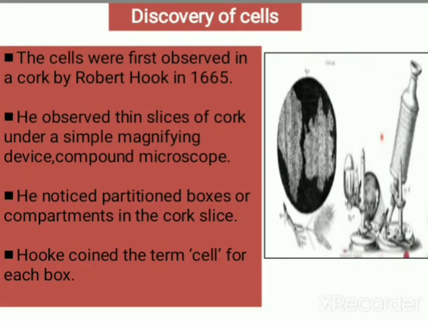So the cells were first observed in a cork by Robert Hooke in 1665. So Robert Hooke designed his own microscope, and he observed many things. So one day, out of his curiosity, he observed slices of cork. Cork is nothing but the bark of a tree. So when he observed cork under his microscope, he noticed partition boxes or compartments in the cork slice.